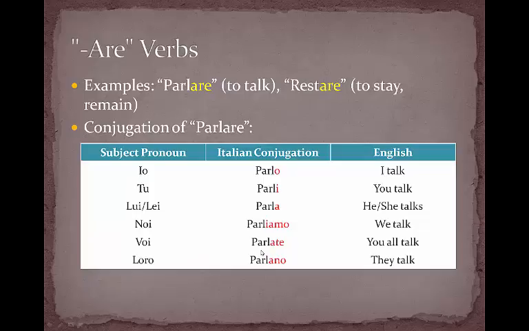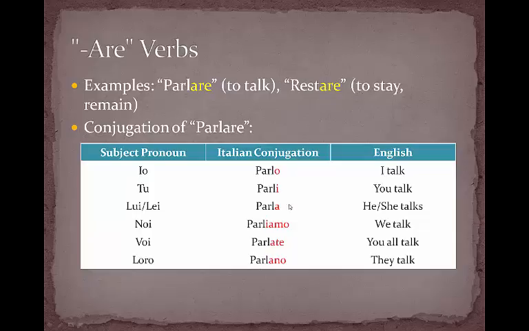Voi, if you're saying you all or y'all are talking, you could say parlate. Or if you're saying you all stay, restate. This ate is going to be common for all regular are verbs. All of these endings are common for are verbs. If you're talking about them or they, you'd say parlano, or restano.